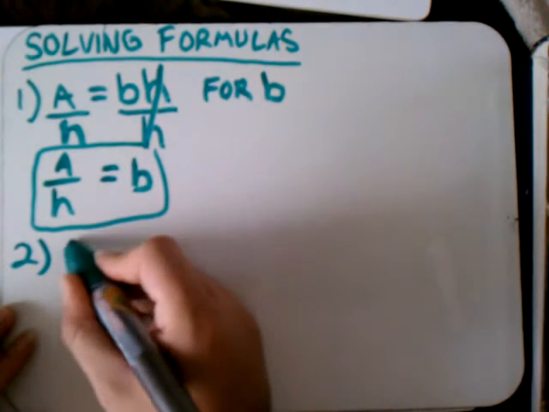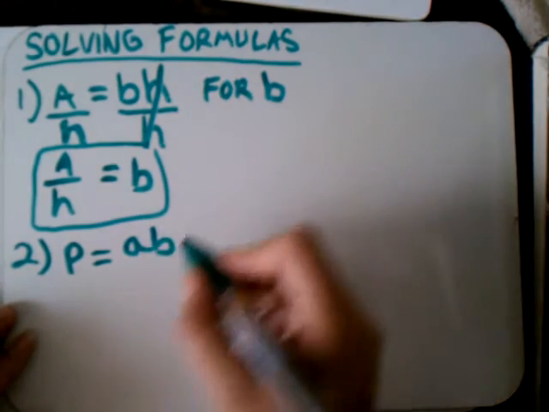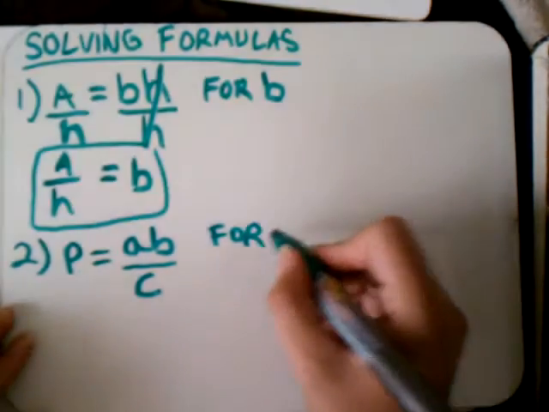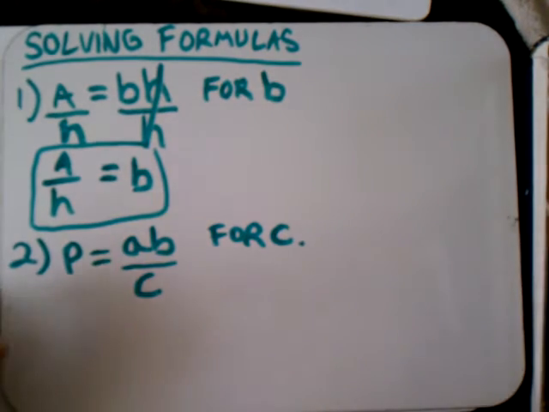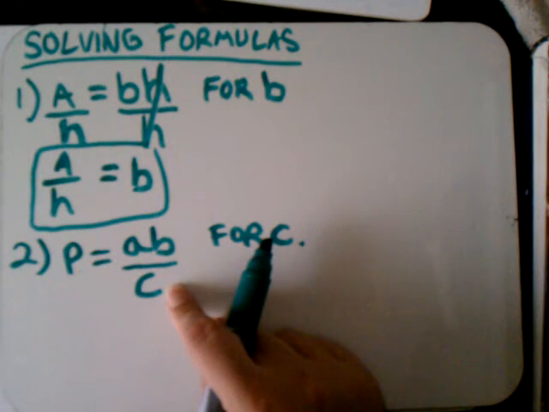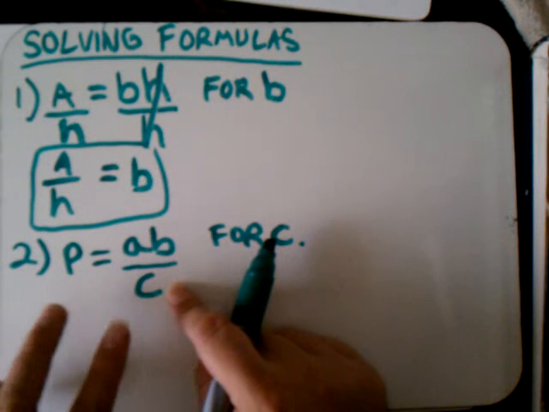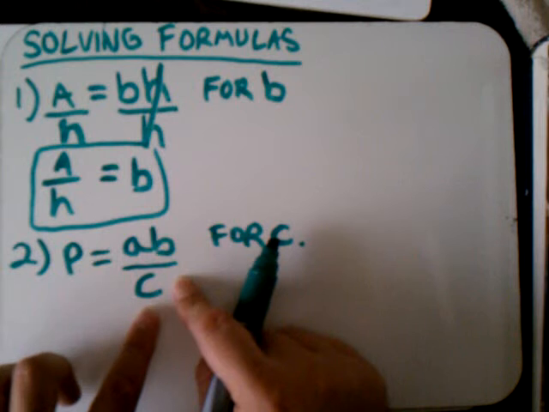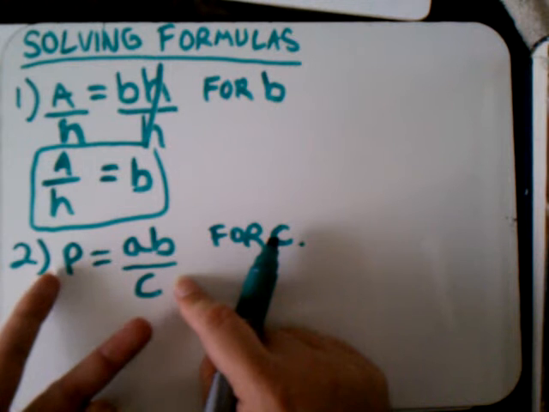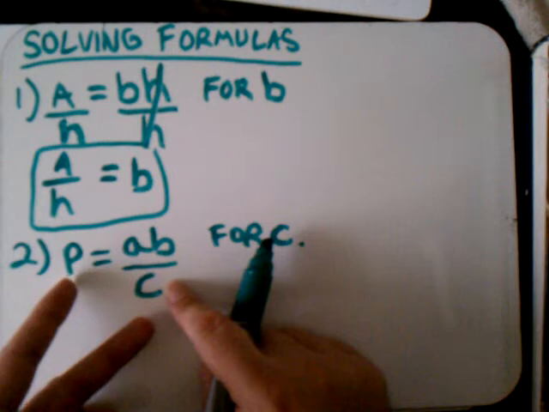This is going to be P equals AB over C. And they want us to solve for C. Now, what do we do here? The C is in the bottom and you have a P on the other side. Let me give you a really cool trick. If you have the letter on the bottom or a number, whatever it is, you can always just flip it. Okay? Just flip the C and the P is going to be on the bottom.